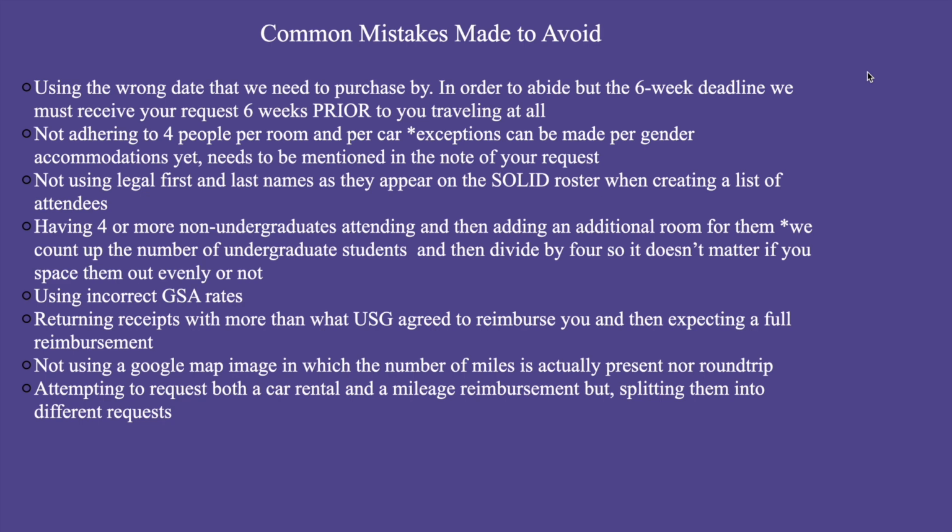using nicknames instead of full names, having 4 or more non-undergraduate attendees and adding a rooming list for them, using incorrect GSA rates, returning receipts with more than what USG agreed to reimburse you and expecting a full reimbursement, not using a Google Map image with the number of miles present and round trip. And lastly, attempting to request both mileage and car rentals. Mileage reimbursements can only be used on personal vehicles.